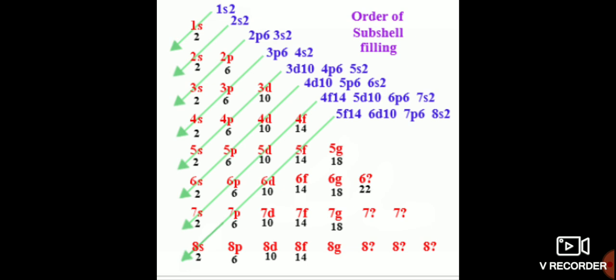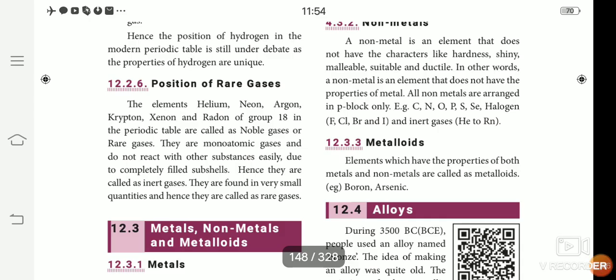Next, the position of rare gases. What are rare gases? Rare gases means noble gases or inert gases. The noble gas group elements are helium, neon, argon, krypton, xenon and radon. These elements are present in group 18. They are monoatomic gases, and they do not react with other elements.